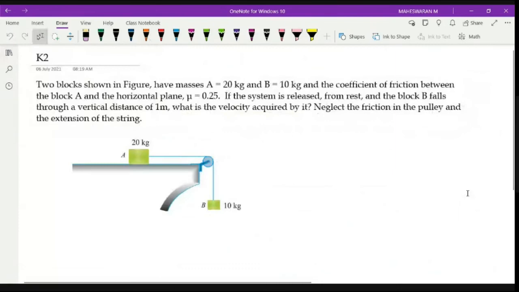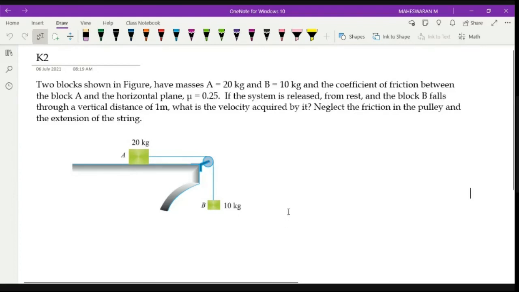So let me have something like this. There are 2 blocks shown in the figure, having a mass of 20 kg and 10 kg. The coefficient of friction is given, which is 0.25, and the system is released from rest, and block B falls from a vertical distance of 1 meter. What will be the velocity acquired? So they are asking what is the velocity, and what will be the friction and other things. So this is what the question is, right?